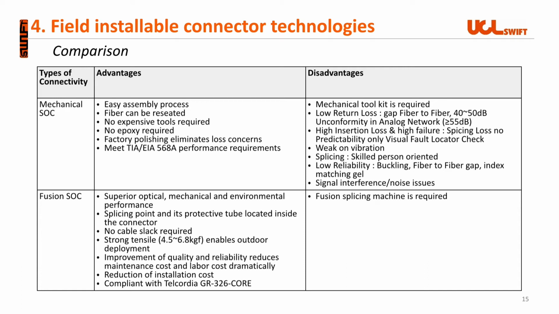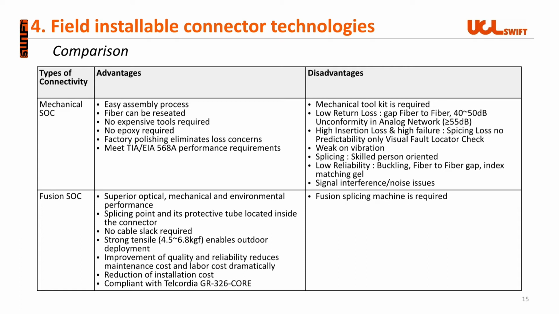Low return loss. Gap fiber to fiber, 40 to 50 dB, unconformity in analog network, greater than 55 dB. High insertion loss and high failure. Splicing loss, no predictability, only visual fault locator check. Weak on vibration. Splicing, skilled person oriented. Low reliability. Buckling, fiber to fiber gap, index matching gel.